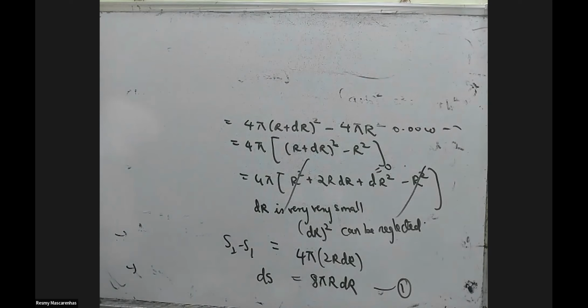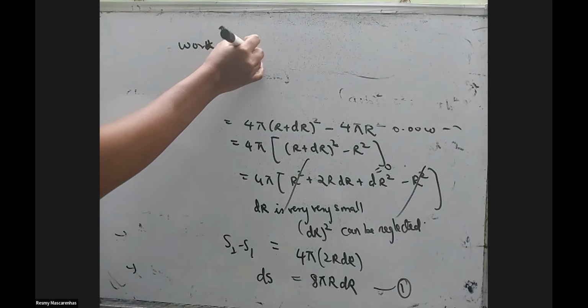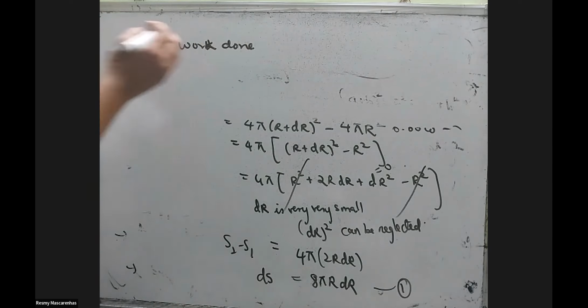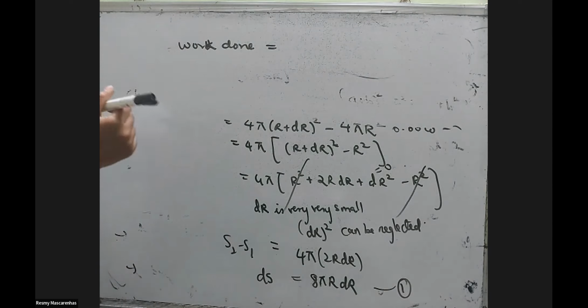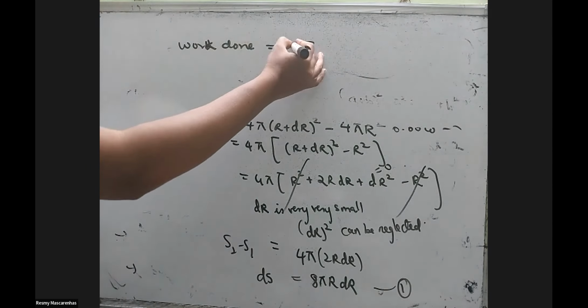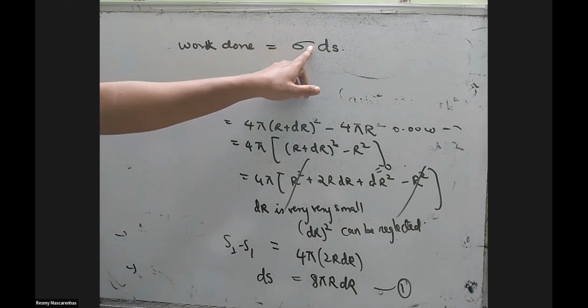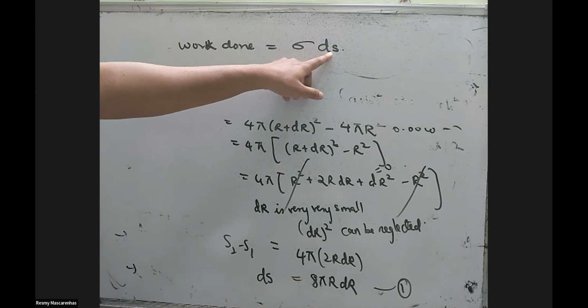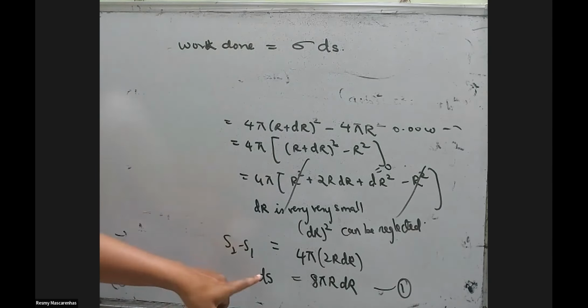Work done is always force into displacement. Now for surface tension, it would be surface tension into, it's like force into displacement. Surface tension also is nothing but force. What is the displacement here? Area has got displaced since the change, that is ds.